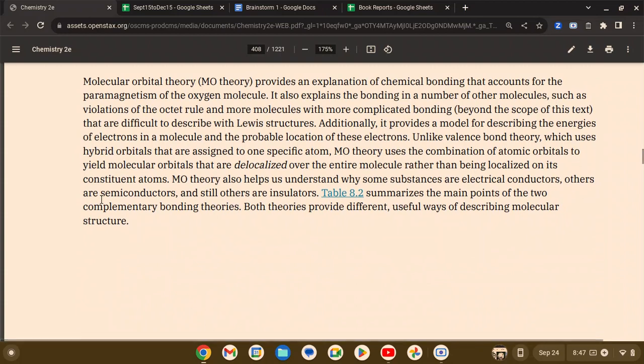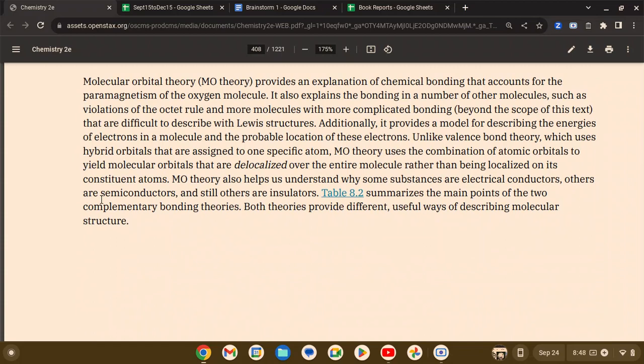Molecular orbital theory provides an explanation of chemical bonding that accounts for the paramagnetism of the oxygen molecule. It also explains the bonding in a number of other molecules, such as violations of the octet rule and more molecules with more complicated bonding beyond the scope of this text and that are difficult to describe with Lewis structures. Additionally, it provides a model for describing the energies of electrons in a molecule and the probable location of these electrons.